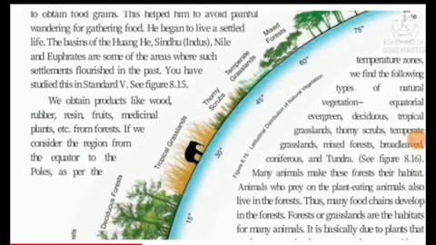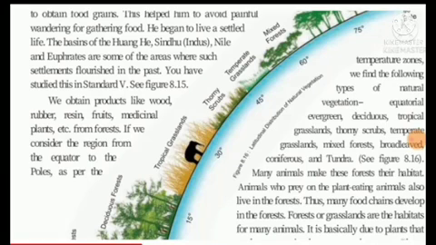We obtain products like wood, rubber, resin, fruits, medicinal plants, etc. from the forest. If we consider the region from the equator to the poles, as per the temperature zones, we find the following types of natural vegetation: equatorial evergreen, deciduous, tropical grasslands, thorny shrubs, temperate grasslands, mixed forests, broad-leaved coniferous, and tundra.